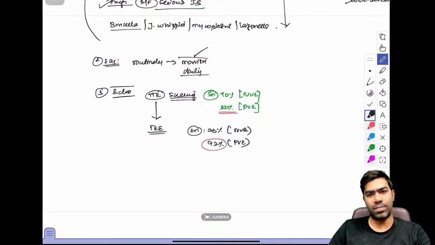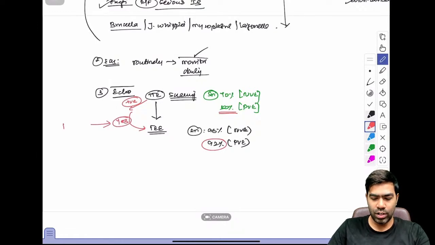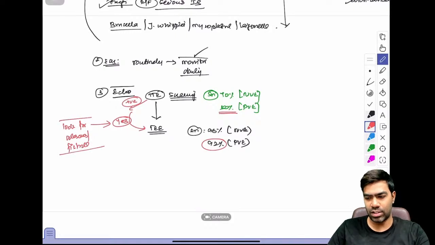For that matter, any infected endocarditis patient has to be followed up with echo. That's very, very important. Suppose the transthoracic echo is positive, whether you'll do a transesophageal echo or not, again, yes, you need to proceed ahead with the transesophageal echo. The reason is that you need to look for complications like abscess and fistula formation, which are best seen in transesophageal echo only. So that is why, even if the transthoracic echo is positive, you need to go for transesophageal echo.